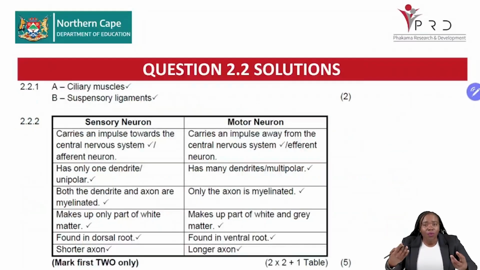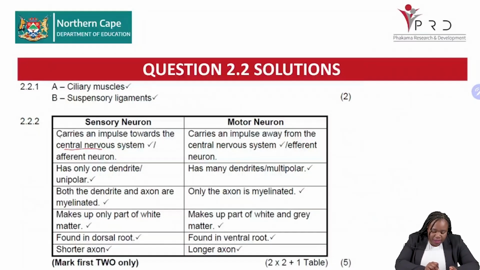Right. Now we can also look at the structure. Okay, let's just have a look. Impulses towards the central nervous system. Yes, we've looked at that. Motor neuron carries impulses away from the central nervous system, and then it has only one dendrite. So it is what we say unipolar, with only just one dendrite, whereas the motor neuron has many dendrites.